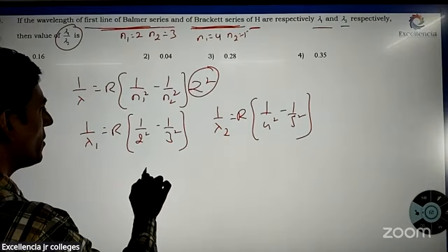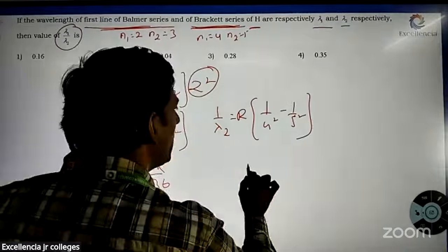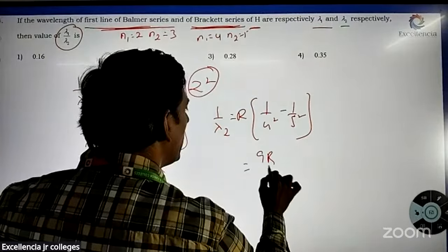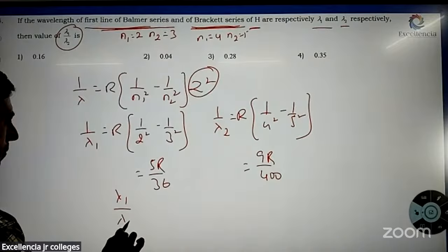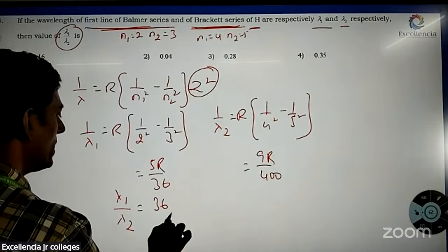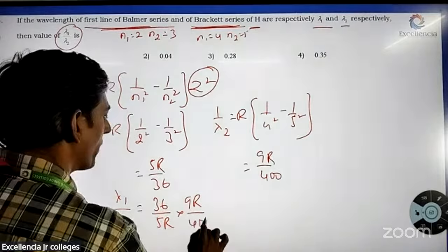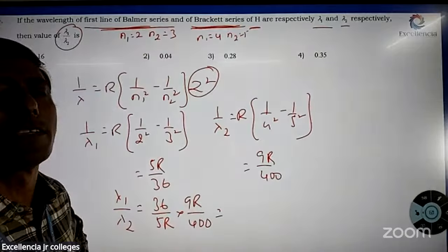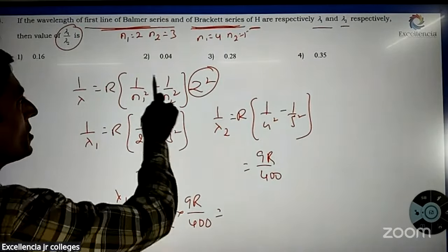So when I take this one, how much can we get here? 5R by 36, and here you'll get 9R by 400. We want lambda 1 by lambda 2. So therefore, 36 by 5R into 9R by 400. So this is the calculation part which is needed in this problem. It won't take much time.